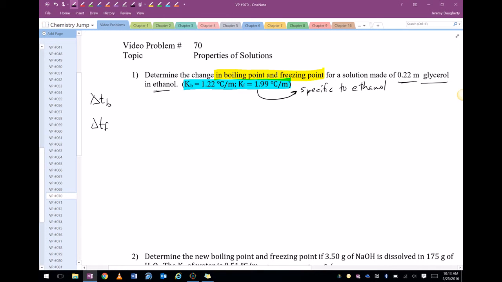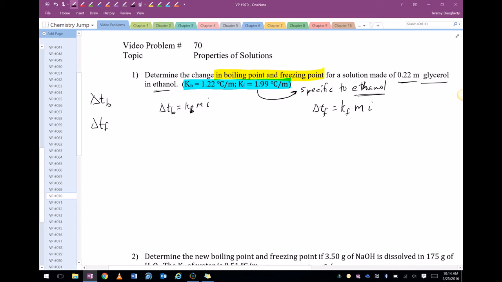Okay? So what we're doing is we're looking for the change in the boiling and freezing point of ethanol. Not the new boiling and freezing point. We'll do a problem like that next. So I'm going to use two different equations. The first equation is delta TB is equal to Kb times m times i. And then the other equation is delta TF is equal to Kf times m times i.